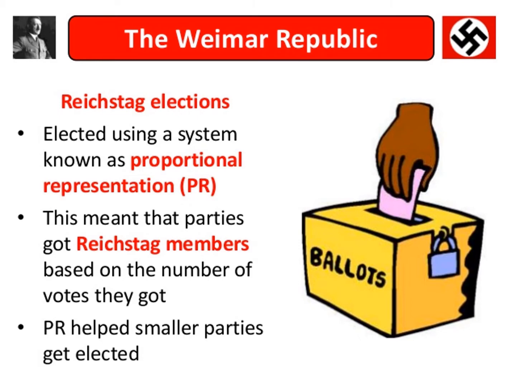For the Reichstag elections, they used a system called proportional representation, or what we'll refer to as PR, which basically meant that parties got Reichstag members based on the number of votes that they got. So proportional representation meant that smaller parties could also be elected to the Reichstag, and it was trying to create a more democratic government. So someplace where people, no matter how small the party, could actually be heard. It allowed everyone to make a vote, and then that vote turned into a seat. So even smaller parties would get some sort of say in government.